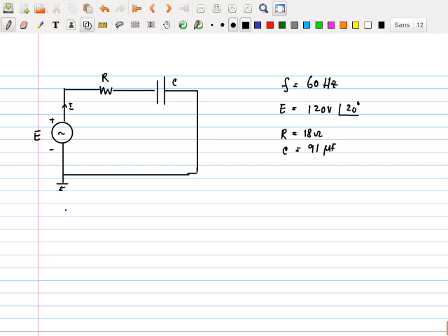Okay, here's what I'm going to do. I have to find the AC equivalent circuit. How do I do that? I have to replace my C with 1 over jC omega. Yeah? So now this is equal to what?